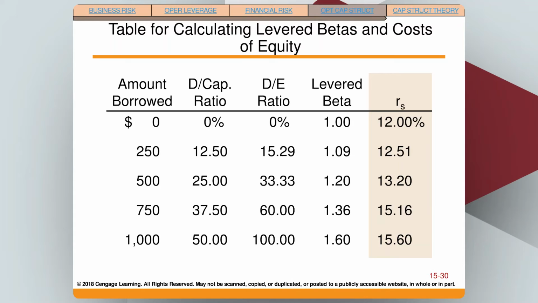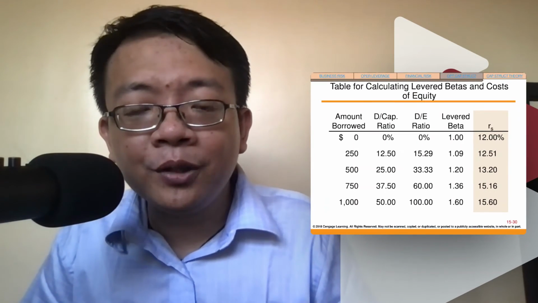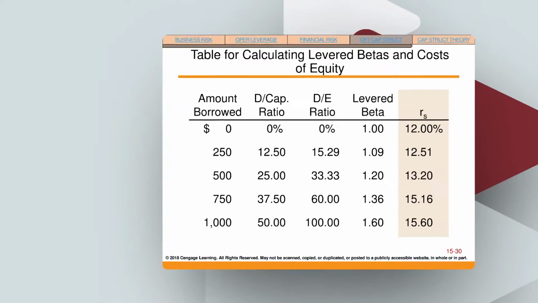Yes, and you have leverage beta: 1, 1.09, 1.20, 1.36, 1.60. And debt to equity. Okay? So hopefully you understand, class. Hopefully you understand. Alright.